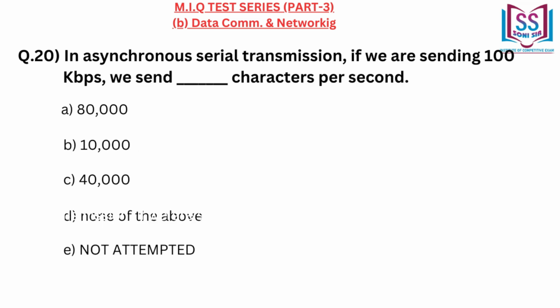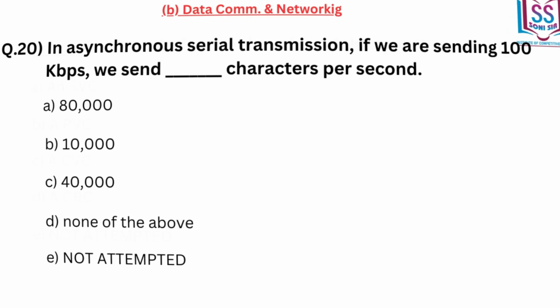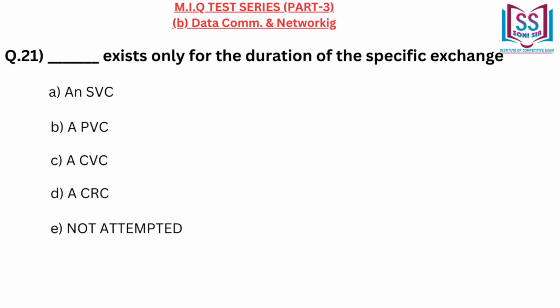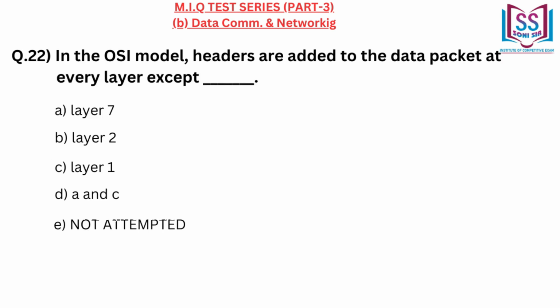In asynchronous serial transmission, if we are sending 100 kbps, we send dash characters per second. A. 80,000, B. 10,000, C. 40,000, D. None of above. Dash exists only for the duration of the specific exchange. A. An SVC, B. A PVC, C. A CVC, D. A CRC.